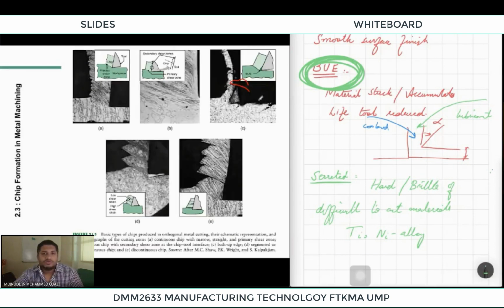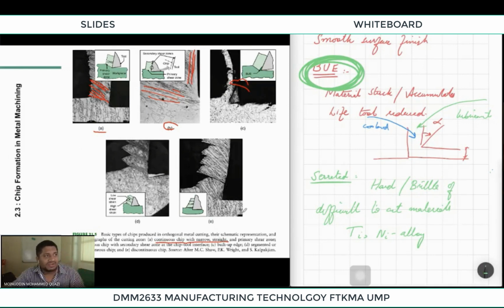So if you want to microscopically visualize, then here is number A. Number A is continuous chip with narrow, straight primary shear zone. You can see very small planes. These are shear zones. Number B is also continuous, but this is one shear zone, and there is one shear zone in this area also. This is also a type of continuous chip.